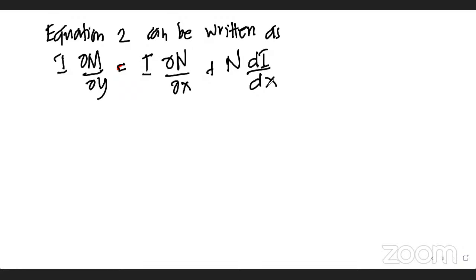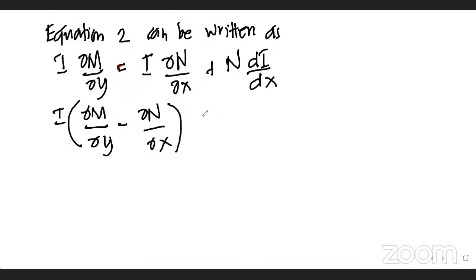Now, our objective here is to determine the integrating factor. So, transpose natin tong term na to dun sa left side. This will become I times, dahil sa meron silang I both, we can factor out I. So, partial of m with respect to y minus partial of n with respect to x. And yung natira dun sa right side is n di over dx.